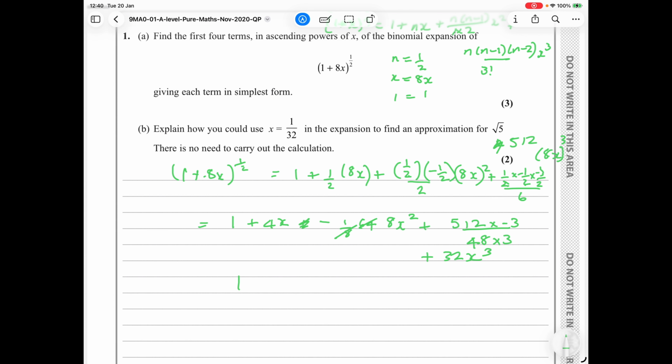So that is 1 plus 4x minus 8x squared plus 32x cubed. That's one way of doing it. I've also worked out there's another way, but anyway. B, that's A.